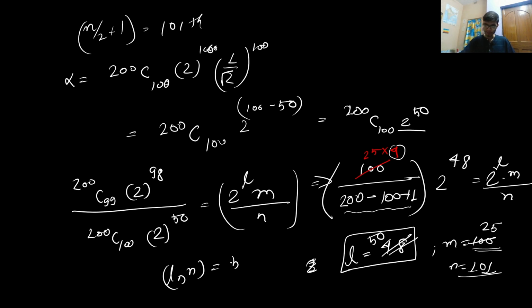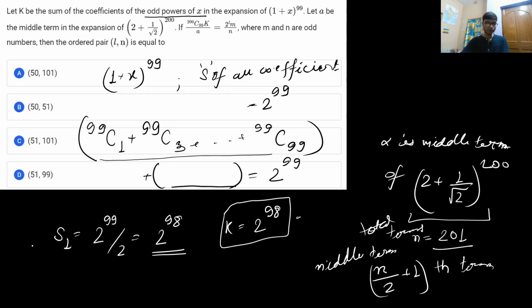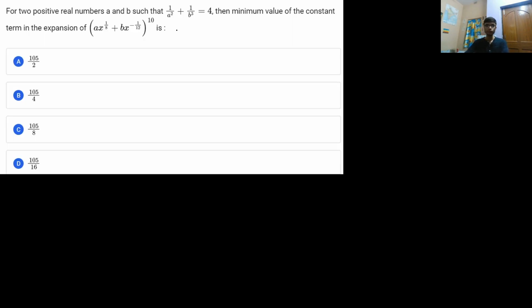And from here the ordered pair of l comma n is 50 comma 101. So 50 comma 101 is the right answer to this particular problem, which is option number A. So as you can see, this is option number A. I hope this particular problem was clear. Okay, very pretty simple question. So let us move forward to the sixth question.